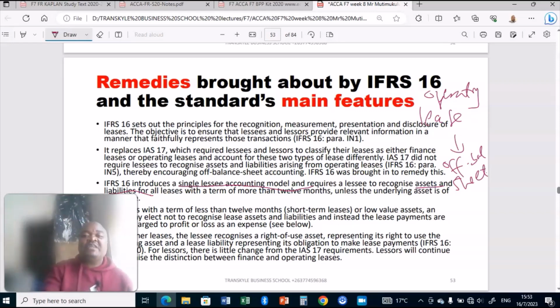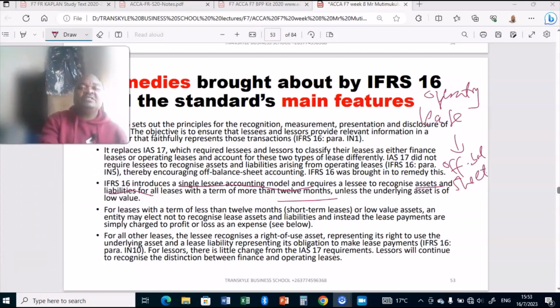Okay, for all leases with a term of more than 12 months, unless the underlying asset is of low value. So it now boils down to the significance of the underlying asset in terms of commercial or economic substance. For leases with a term of less than 12 months, that is a short-term lease, or low-value assets, an entity may elect not to recognize lease assets and liabilities, and instead the lease payments are simply charged to profit or loss as an expense.